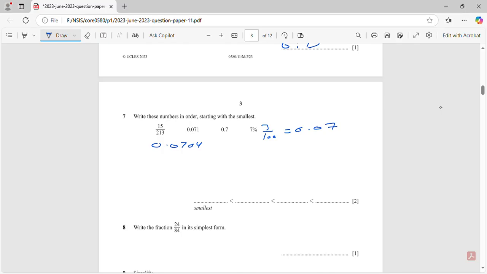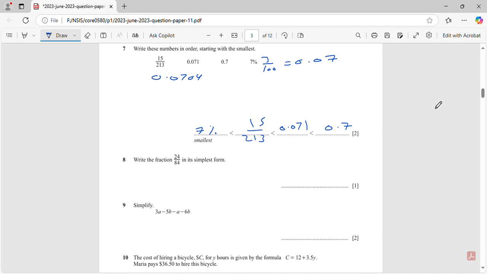Since we are told to start with the smallest, where is the smallest number here? It will be 0.07, which is 7%, right? So I have to start with 7%. I prefer to write them as they are already written here, so don't write the answers as decimals, write the original forms. Okay. Then after that we take 15 over 213. After that 0.071, and the last one is 0.7.